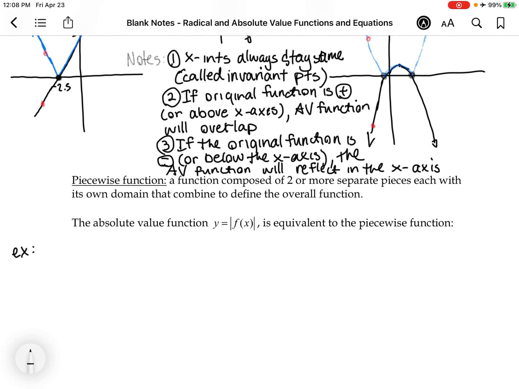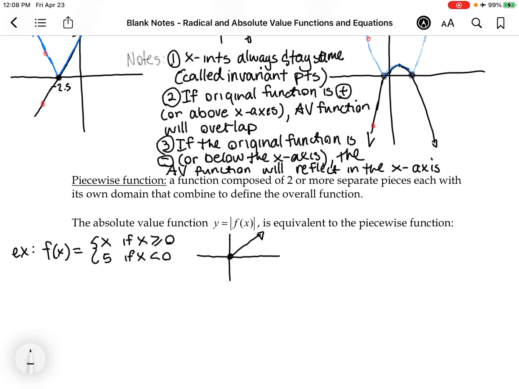So for example, you could say that f of x equals x if x is greater than or equal to 0, and 5 if x is less than 0. This is just a simple example of a piecewise function. Now, what would this look like? Well, if x is greater than 0, the graph looks like y equals x, which is like this.